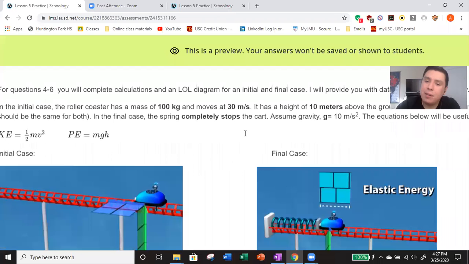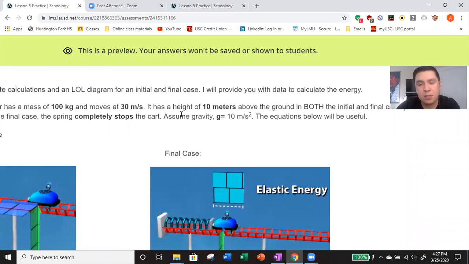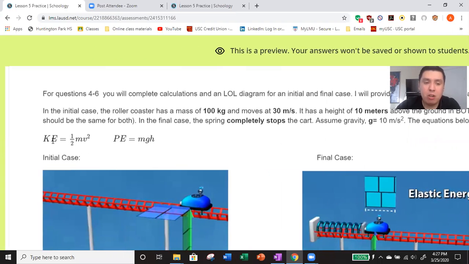This is a minor change I made from the handout I gave you. In the handout I put 9.8, but here I put 10 because, little hint, I'm going to make g be 10 in the quiz. I gave you the equations for kinetic energy and potential energy: one half mv squared, and potential energy mgh. I didn't give you one for a spring, but you'll see why, because you don't need it.